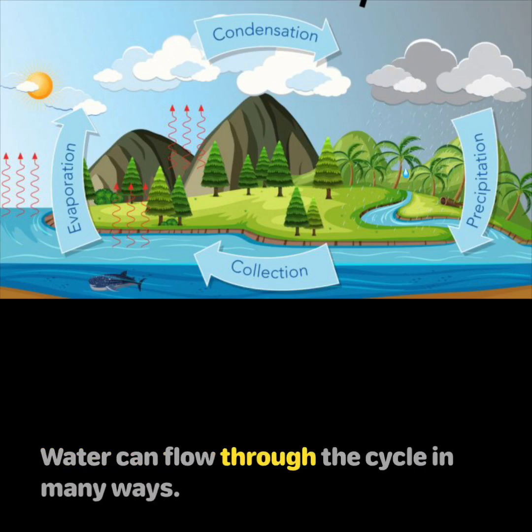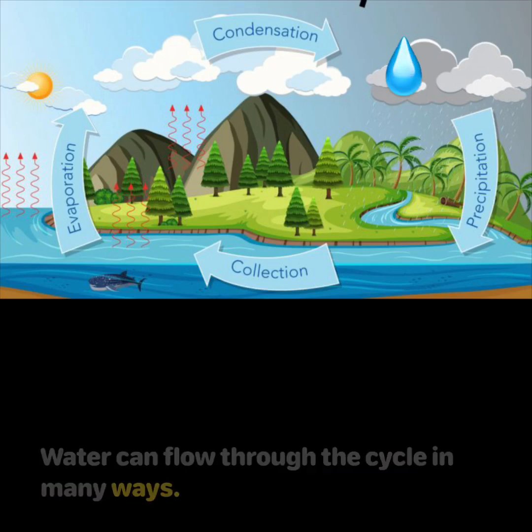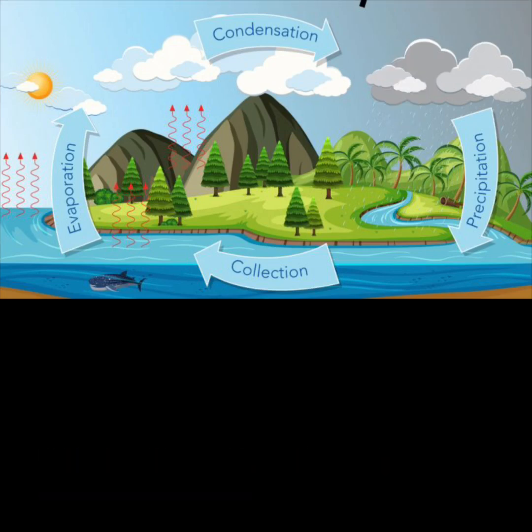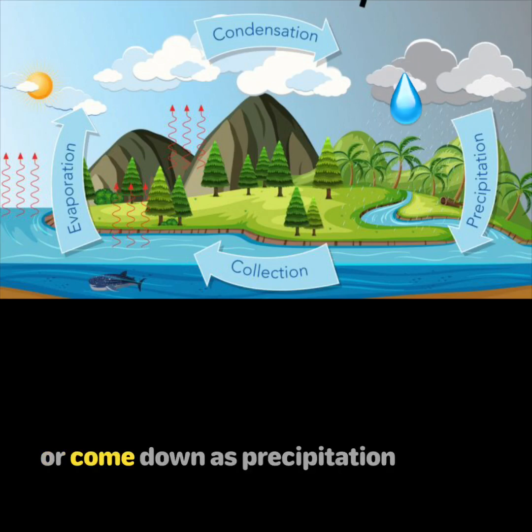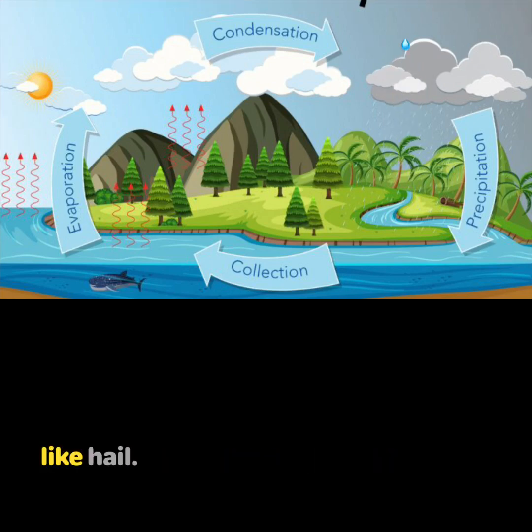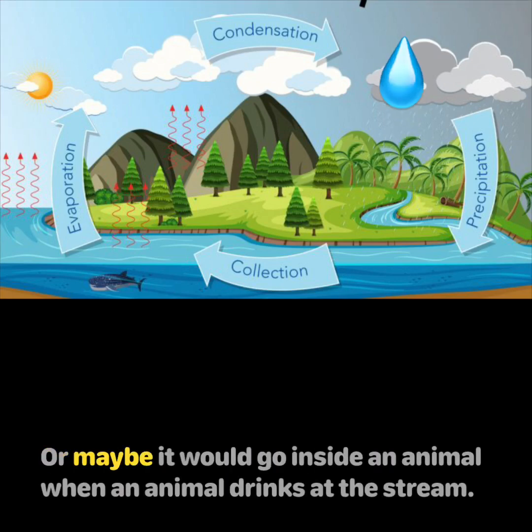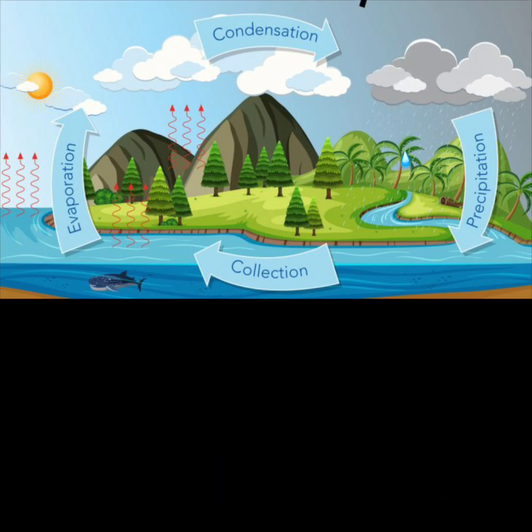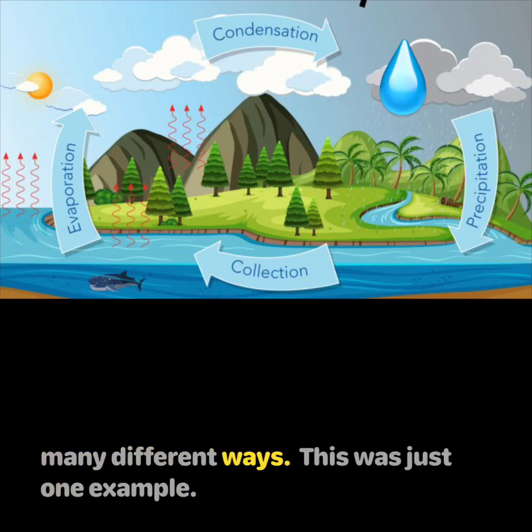Water can flow through the cycle in many ways. Maybe it would be snow or sleet or come down as precipitation like hail. Or maybe it would go inside an animal when an animal drinks at the stream. The water cycle is completed many different ways. This was just one example.